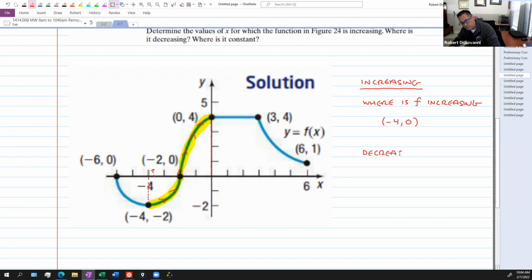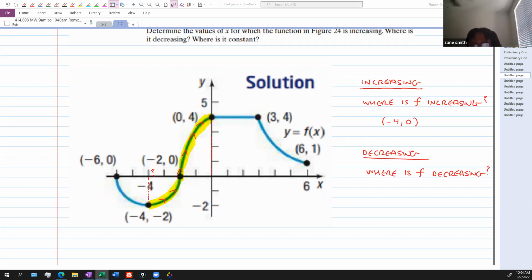Thank you, Raquel. For decreasing, where is f decreasing? This one's a little bit trickier. Question mark, question mark. Let's see who we got. Zane, is Zane here? Yes. How's it going, Zane? Good. And you? It's going good, I guess. Okay. So can you tell me where it's going down? It's going down at -6, -4, and then that 3 and 6.